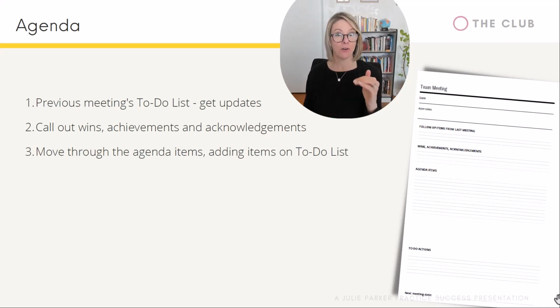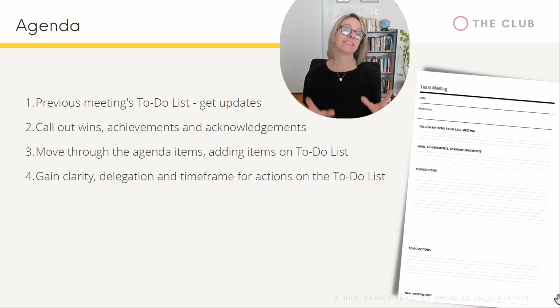Number 3 item on your agenda is to then move through the agenda items, adding particular action tasks to the to-do list. So you've got your rolling to-do list that may still have a couple of items from last month, but you've got your new items for this month being added to it. And remember, the scribe needs to be doing that. And so move through the agenda items and modify the to-do list is the 3rd item on the agenda.